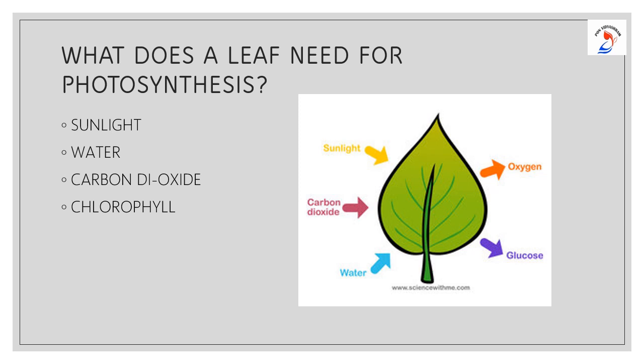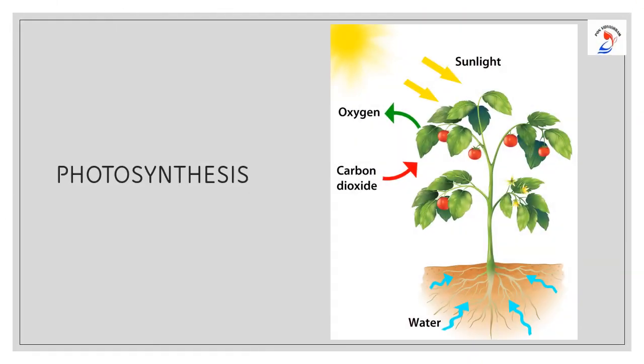What does a leaf need for photosynthesis? What are the raw materials they need, children? They are sunlight, water, carbon dioxide and chlorophyll. You can observe the same in the picture, children. Now we learn about the process of photosynthesis. What is photosynthesis? The process by which green plants make their own food using carbon dioxide and water in the presence of sunlight is known as photosynthesis.